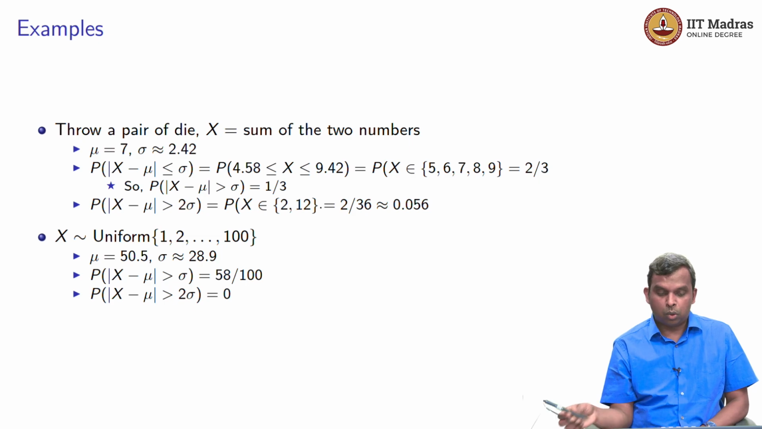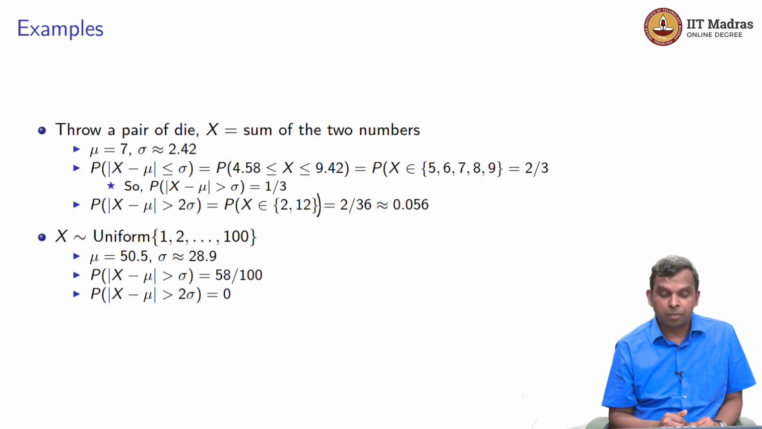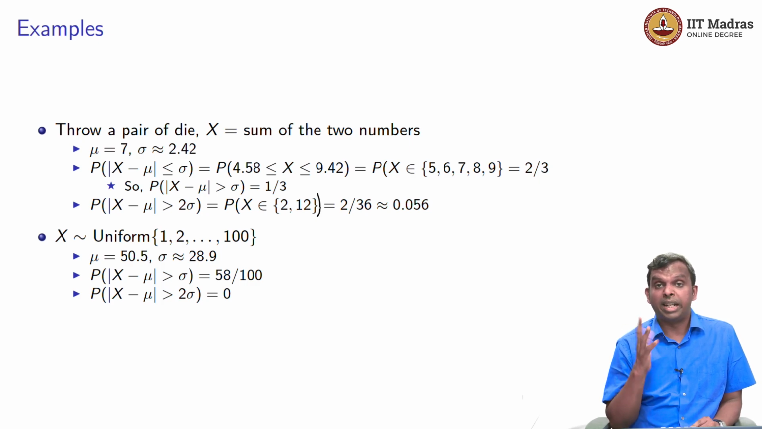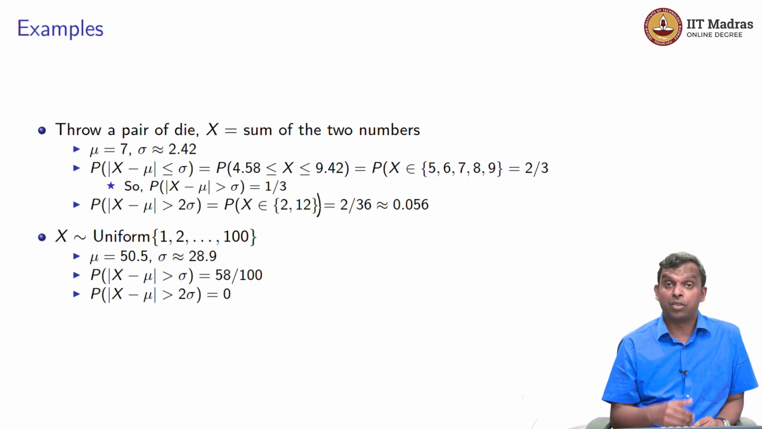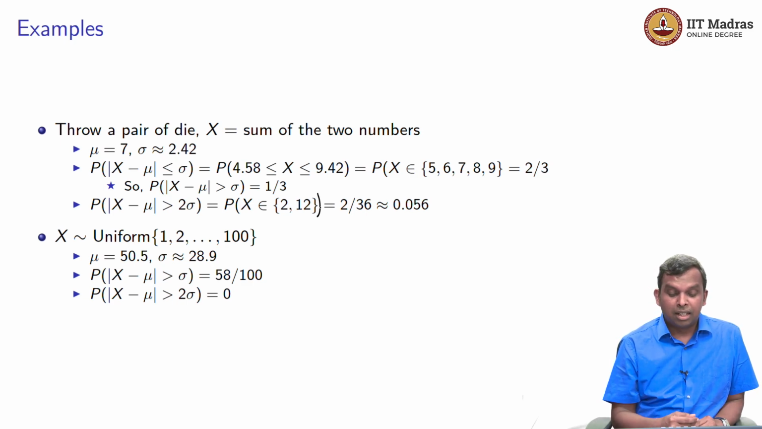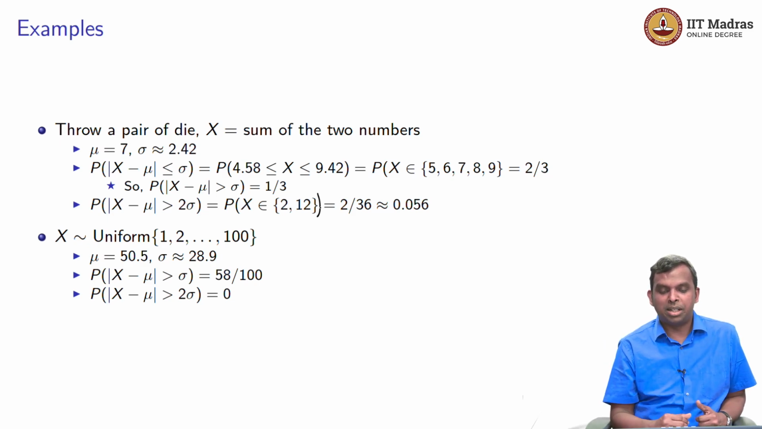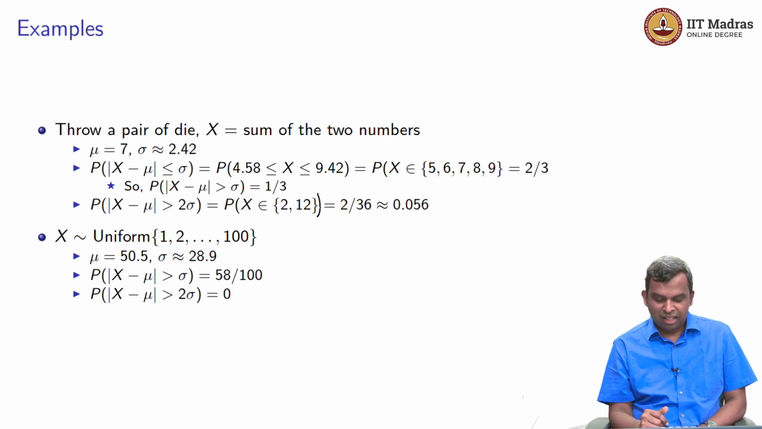Let's look at one more case. Here x is uniform from 1 to 100. In this case, you can compute the mean as 50.5 and the standard deviation as about 28.9. The probability that x minus mu is greater than sigma is 58 by 100, about 0.6. The probability that x minus mu is greater than 2 sigma is actually 0. So you see how this probability drops. Hopefully this example convinced you.